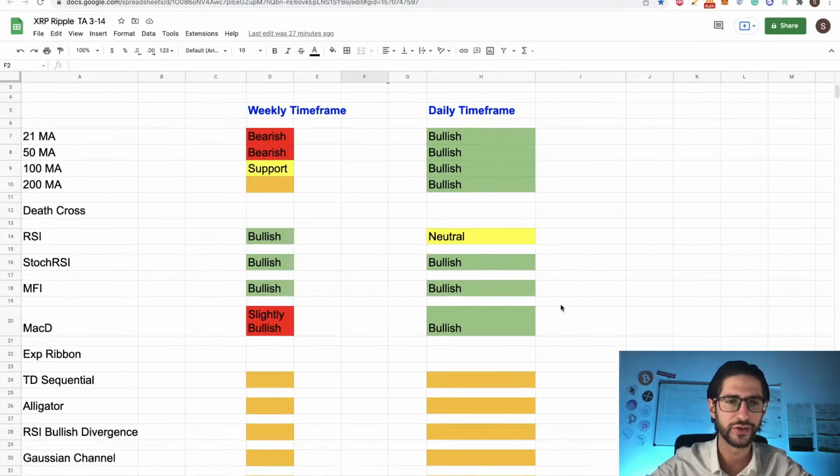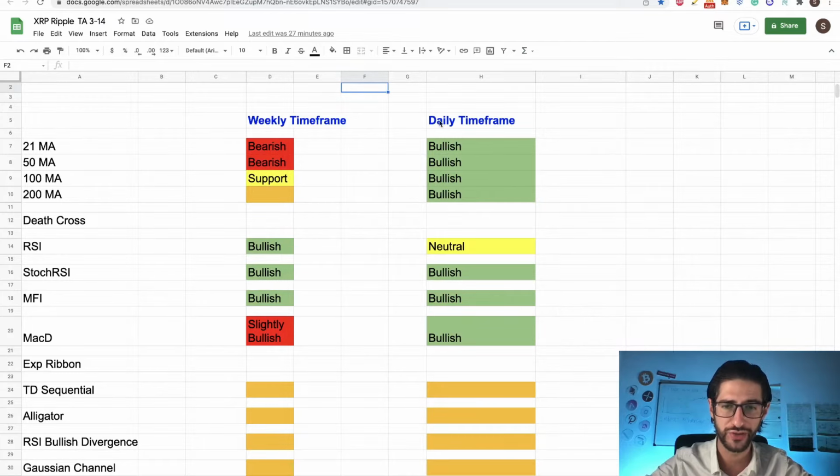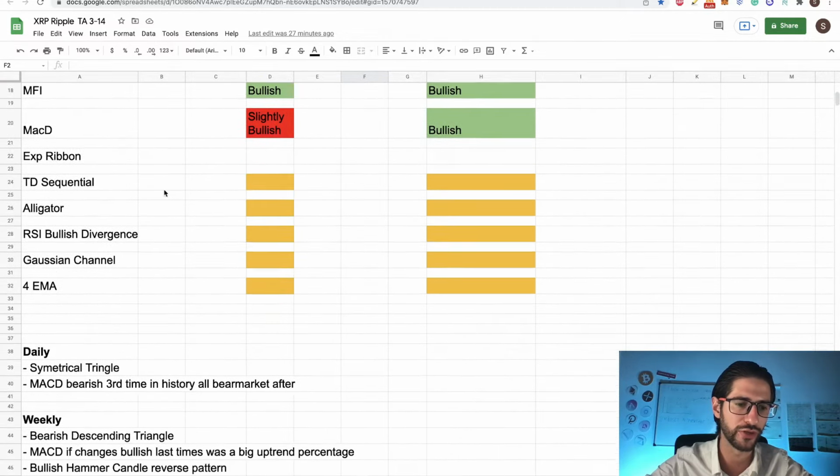So summarizing the TA, we are more bullish on the daily time frame because we passed from the descending triangle to a symmetrical triangle. We have more reasons to believe that if the bullishness on the daily time frame continues, then we are going to win more bullishness on the weekly time frame. But I already mentioned what we need to wait to see.